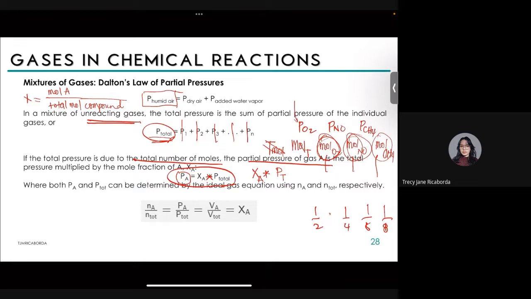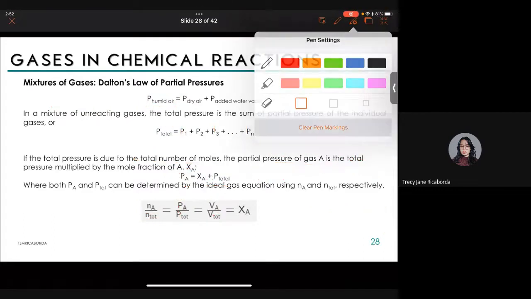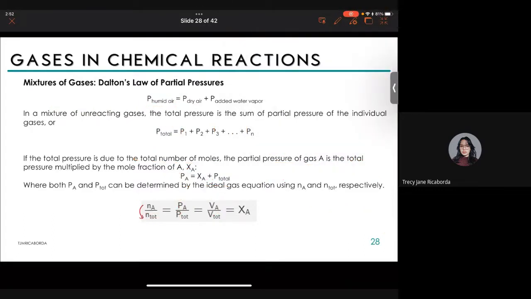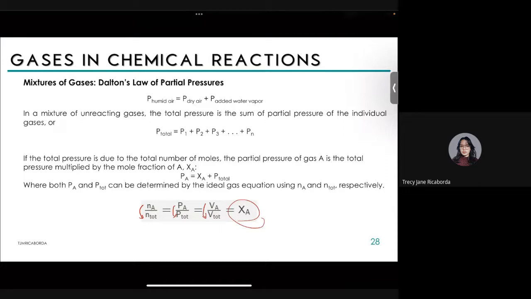And then, of course, itong mga pressures na to, makukuha natin yan from the ideal gas law. Or given, diba? Pwede din yung N, yung number of moles, pwede natin makuha from ideal gas law. Or pwede din given. As long as we know that, we notice that yung ratio ng mga moles, ratio ng pressures, ratio ng volumes, this would be equal to the mole fraction of that particular component.